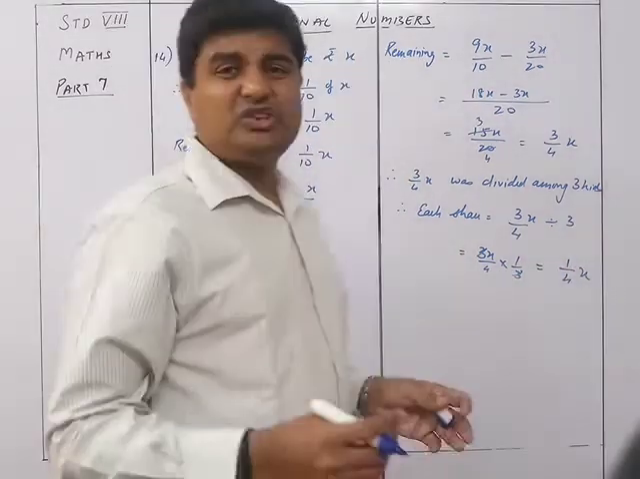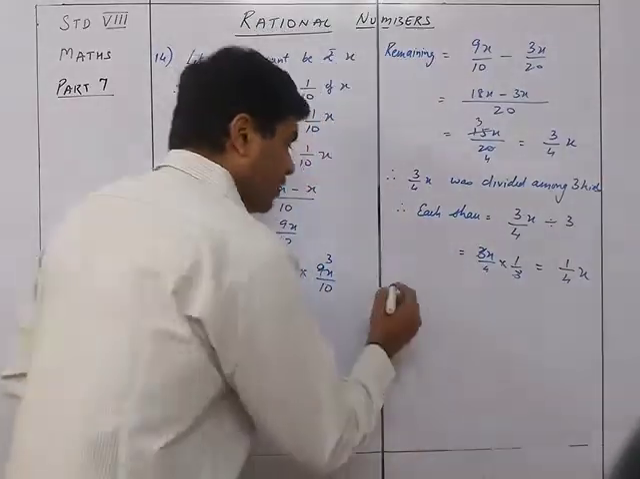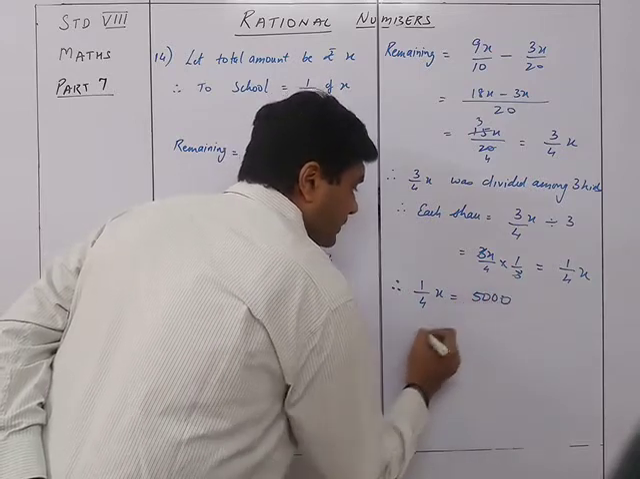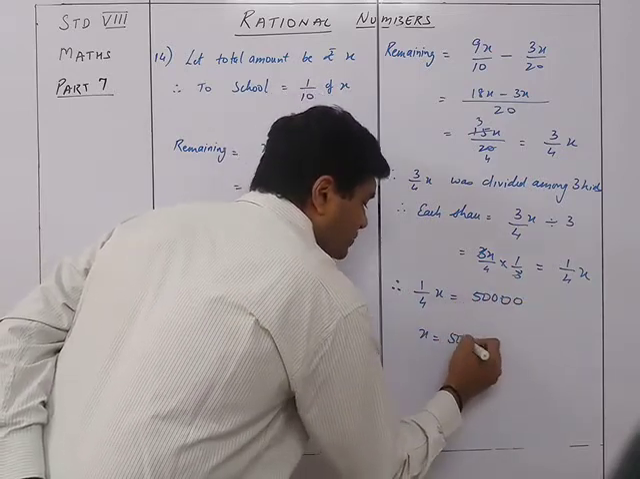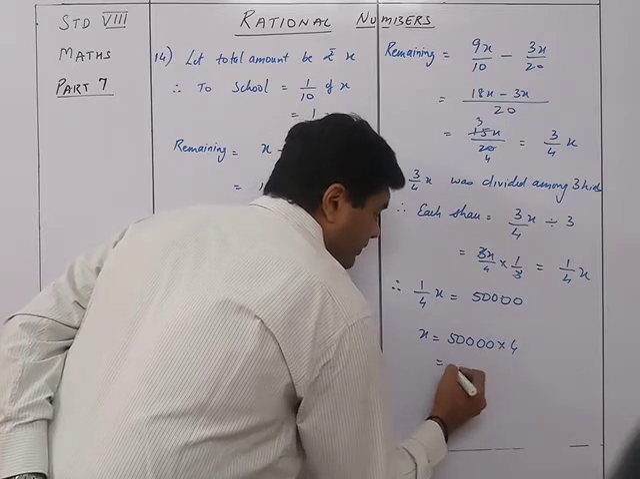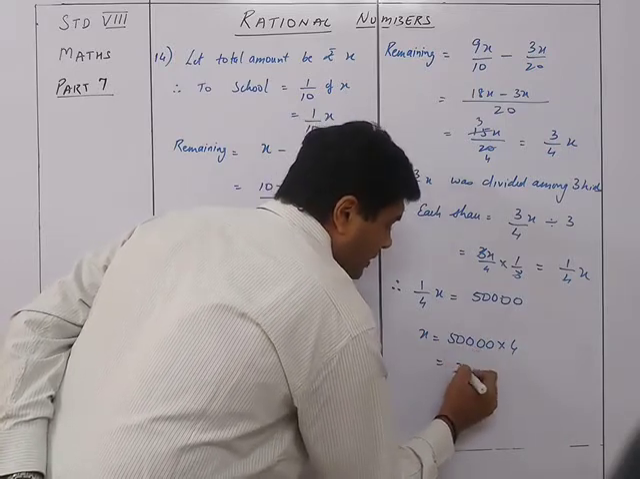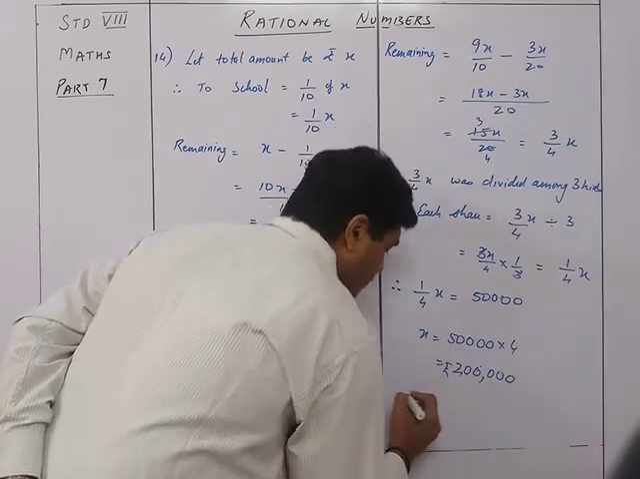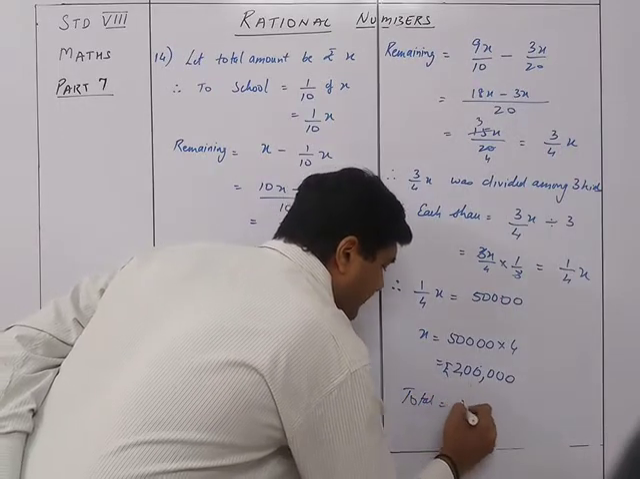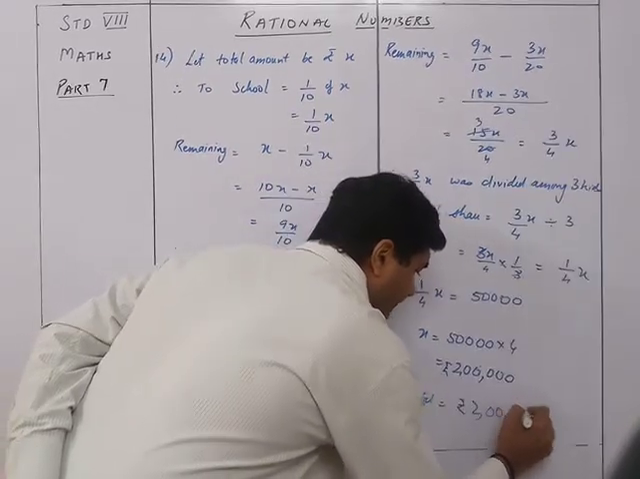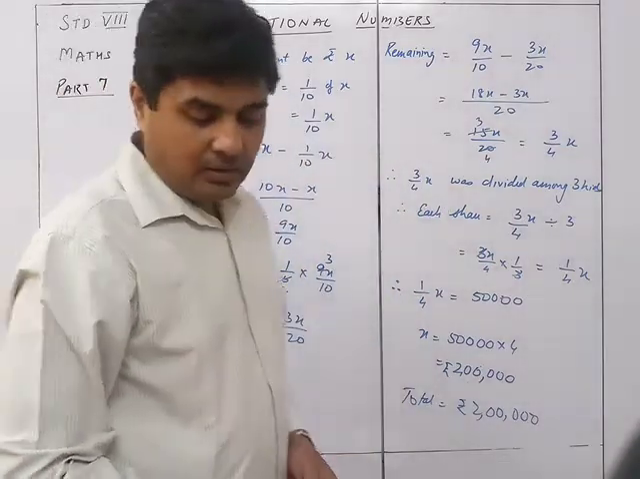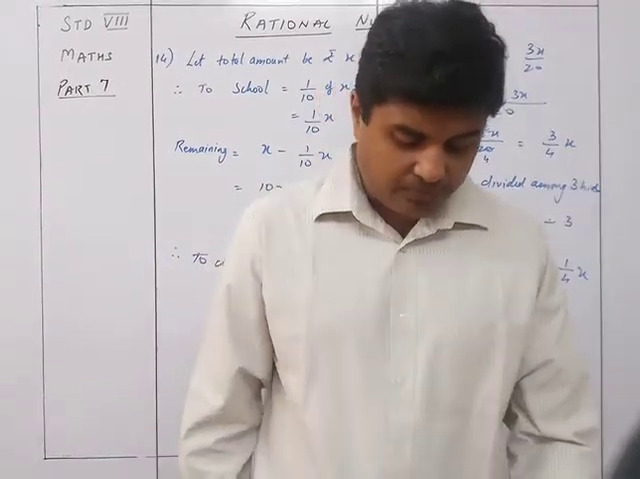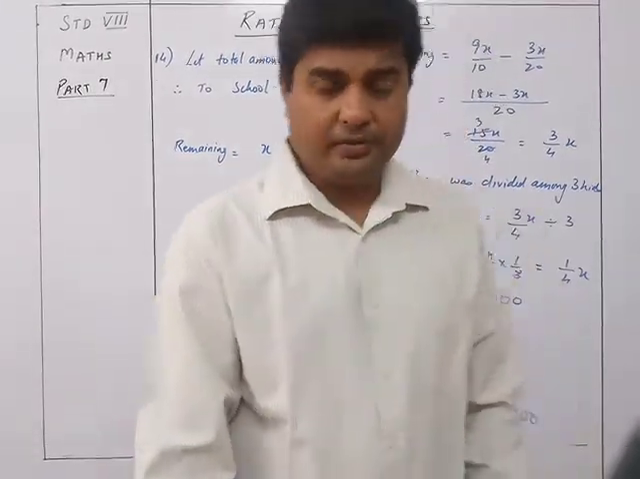Now it's already given that each child is getting 50,000. So therefore 1 upon 4x is equal to 50,000. So x is equal to 50,000 into 4, which is equal to 2 lakh rupees. So total is equal to rupees 2 lakh. So the total amount the man originally had is 2 lakh rupees. So that's the answer for sum number 14.